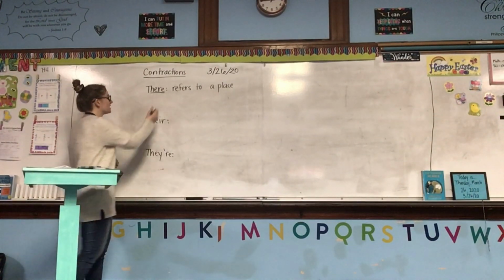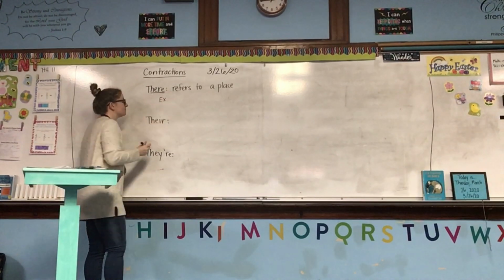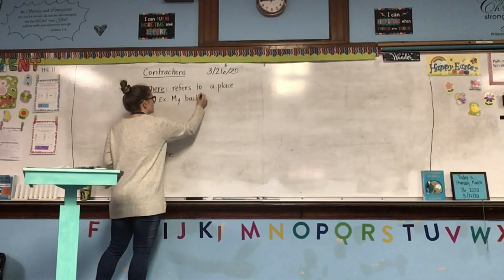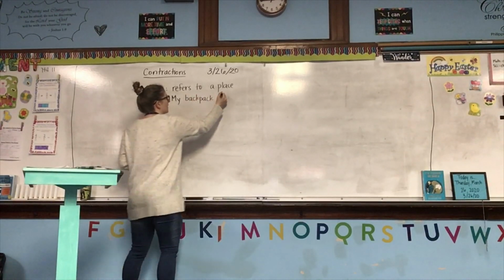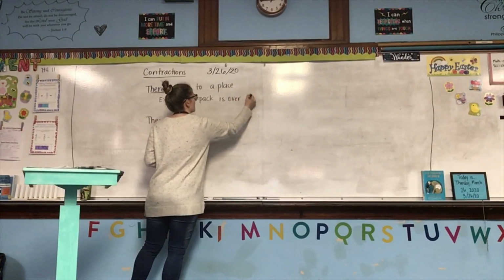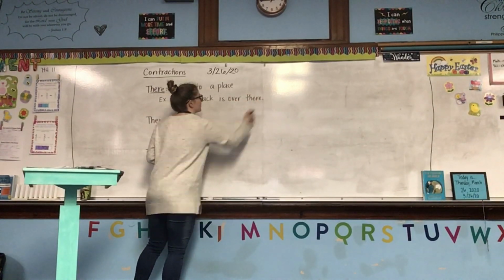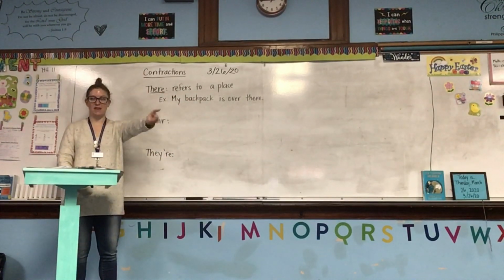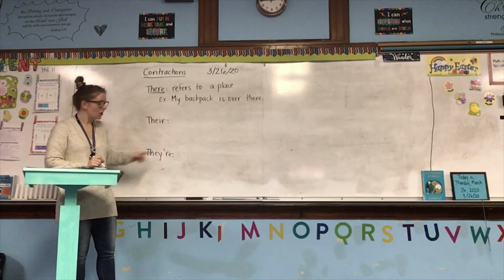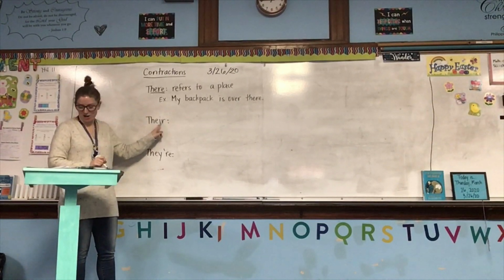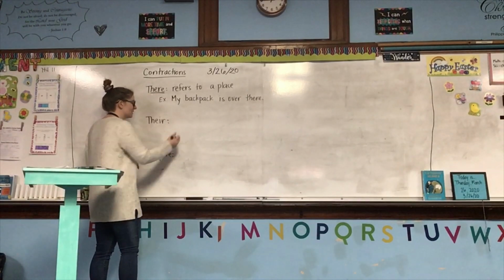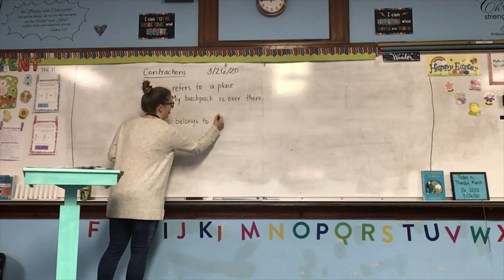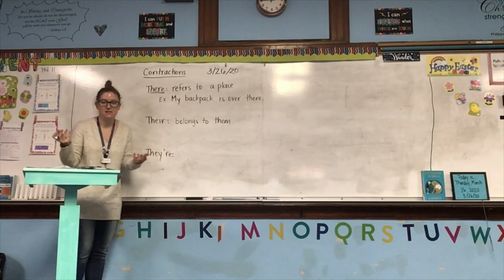So you could say, for example, my backpack is over there. It's in a place. It's not right here. It's over there. So you're talking about a place. The word their, spelled T-H-E-I-R, means it belongs to them, whoever them is.